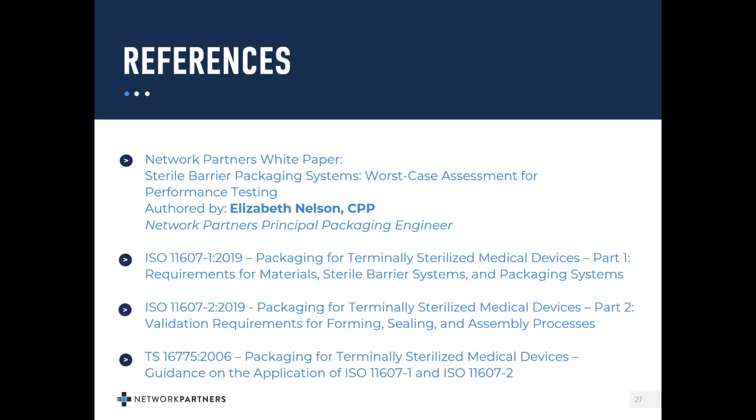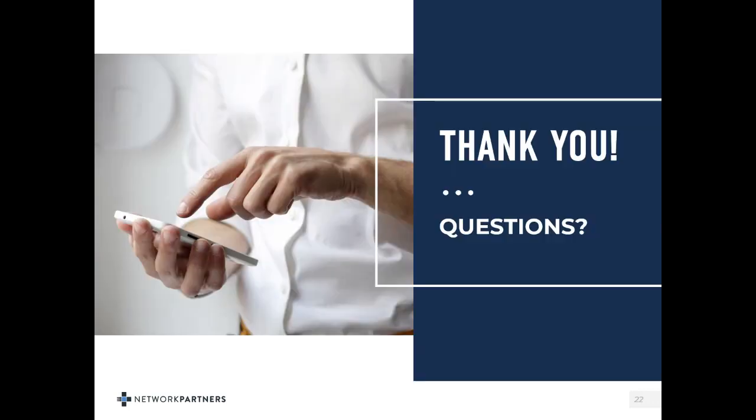Again, Liz Nelson wrote this white paper, which Renee will send out after, along with the slide deck, on sterile barrier packaging systems, worst case assessment for performance testing. And then, as you know, we have ISO 11607 Part 1 and Part 2, the 2019 version. And then also, I highly recommend you take a look at the technical spec guide 16775. It's still 2006. They haven't updated yet to align with 2019, but it gives you a lot of great guidance on how to apply what ISO Part 1 and Part 2 are telling us to do. So I think with that, we'll take some questions.